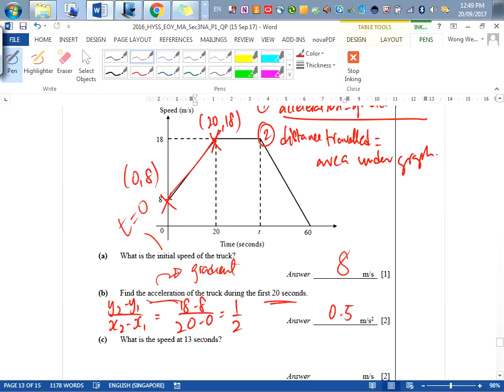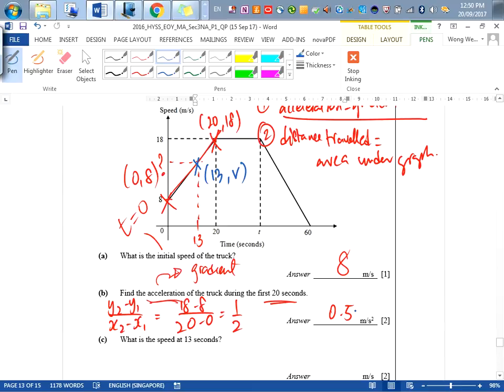What is the speed at 13 seconds? 13 is somewhere over here. So what is this value? Question mark. This one over here has coordinates (13, V), let's call it V. We don't know what the value of V is. But does this blue point lie on the straight line? It lies on a straight line. So what does that tell you about the gradient at this point? The gradient at the blue point is 0.5, right?